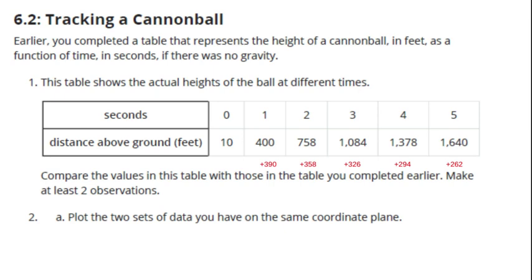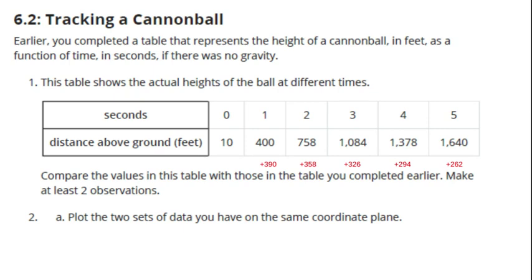It's saying it already gives it to us. This is with gravity. Flip the switch. Gravity's back on. This is the table that we have now. What does that mean? So you can see at 1 second, it only went up by 390 feet. In 2 seconds, it only went up by 358 feet. In 3 seconds, it only went up by 326. 4 seconds, 294. 5 seconds, 262.